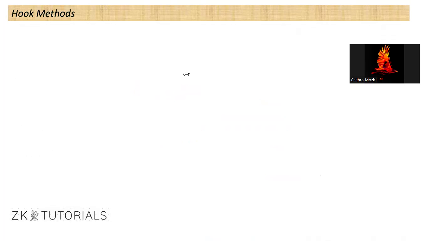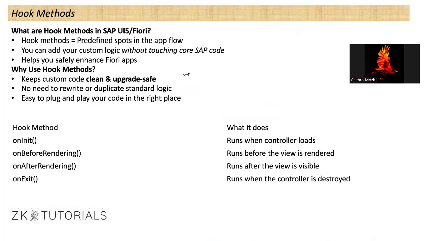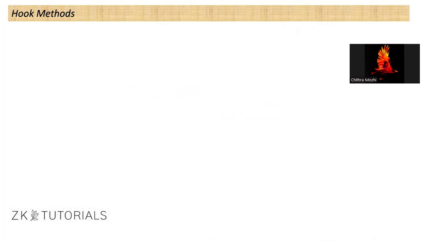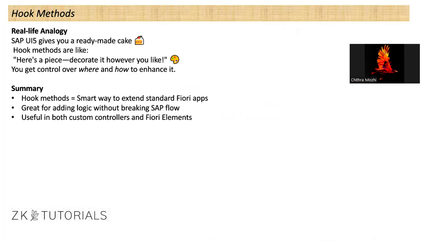I think we have seen the hook methods examples over the class: onBeforeRendering, onAfterRendering, and onExit. So here, in which phase should we use a hook method? You have a ready-made cake, and this hook method, like SAP UI5, our UI5 is the cake, and to decorate over it, we can use a hook method. This is just the easiest example.